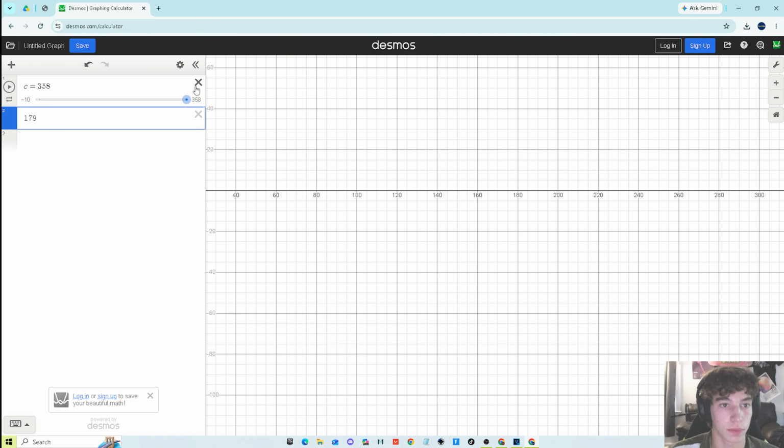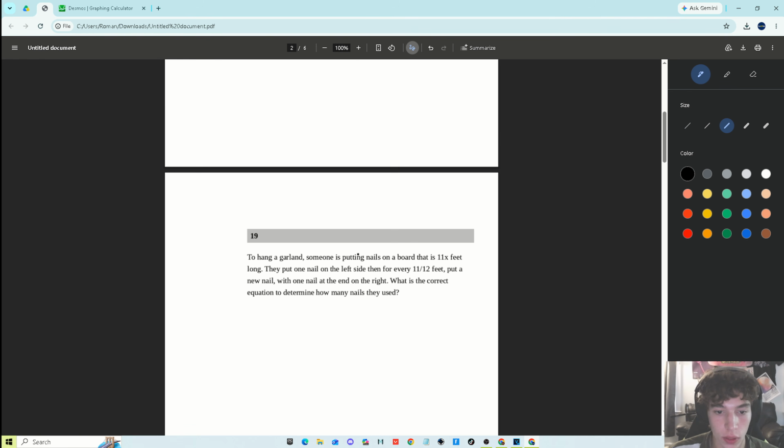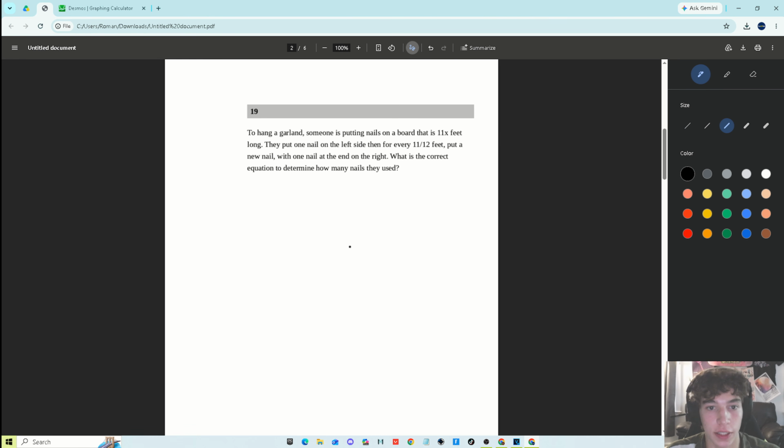All right, next question. To hang a garland, someone is putting nails on a board that's 11x feet long. They put one nail on the left side. For every 11 over 12 feet, they put a new nail, with one nail at the end on the right. Which is the correct equation to determine how many nails they use?